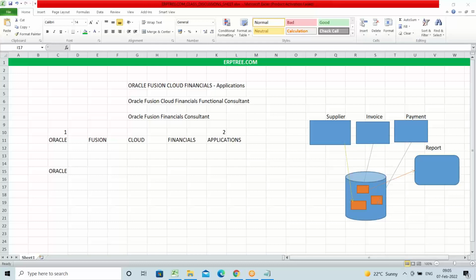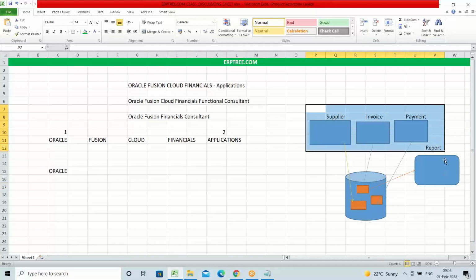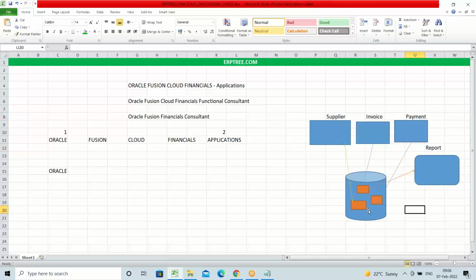Is the reports page connected to receivables also? Receivables reports will be connected to receivables-related tables. Here we are talking about payables, so payables reports will be connected to payables-related tables. We can get the suppliers outstanding report also. Whatever data is available, accordingly you can get the reports.